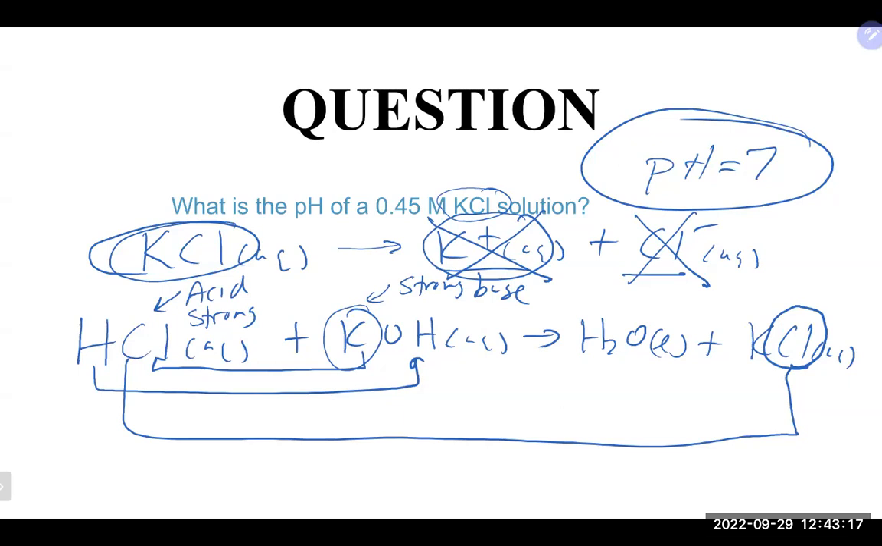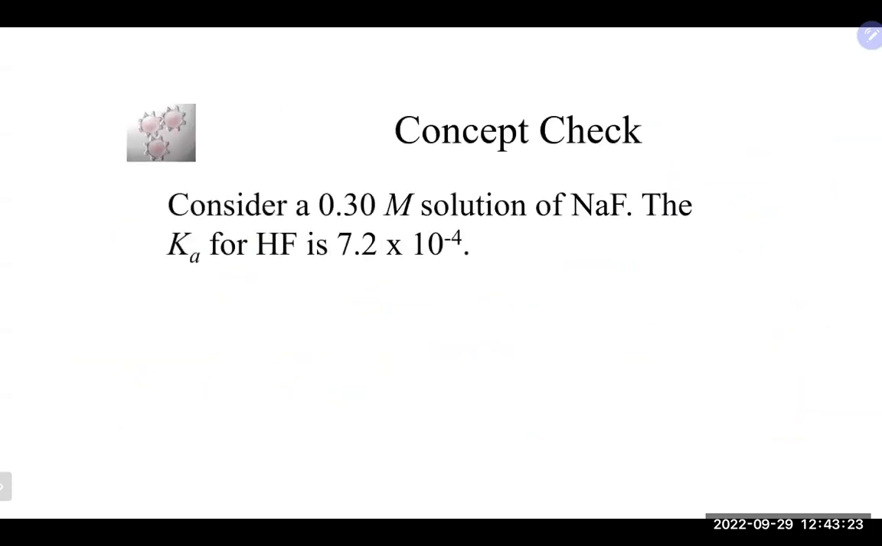Any questions on that? So let's take a look at one where we do need to do a calculation. Why don't you give it a try? What is the pH of this solution? That is 0.3 molar sodium fluoride. The Ka value of hydrofluoric acid is 7.2 times 10 to the minus 4.